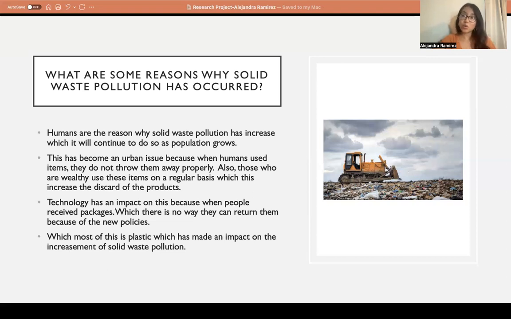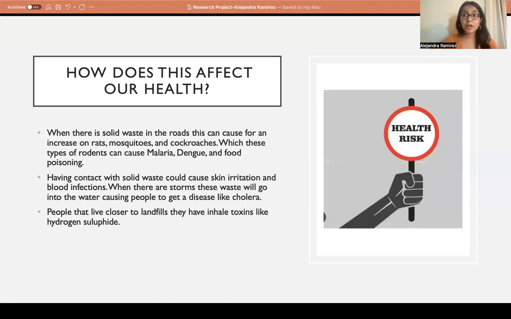And usually it won't be thrown away in a trash can. It would just be left out, and it can end up on the ground. That's how this solid pollution will continue to increase. Most of this is plastic, which has made an impact on the increase of solid waste pollution. Plastic is one of the items that has increased the most out of all of them. So how does this affect our health?